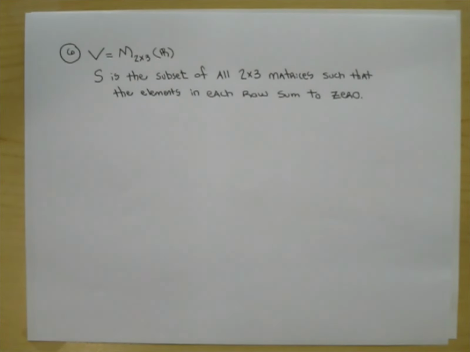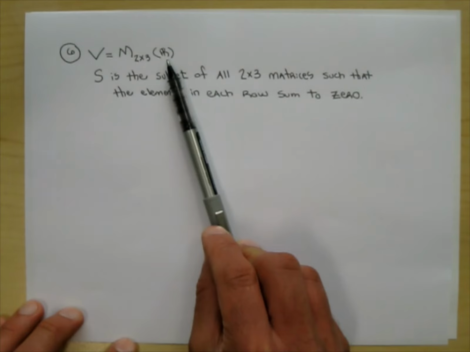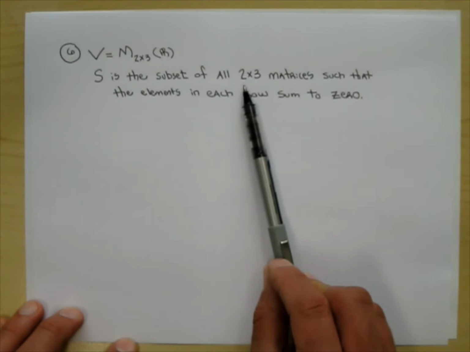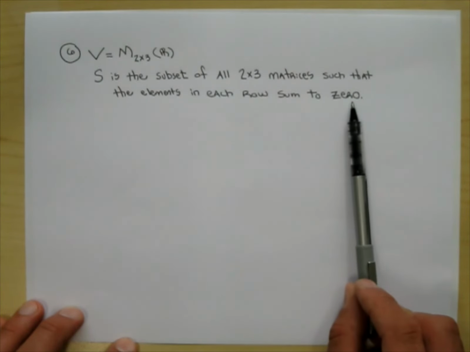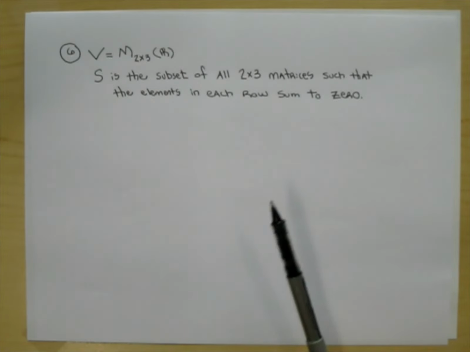Now we're looking at vector space of 2 by 3 matrices. That R, by the way, means the elements in the matrices are real numbers. S is the subset of all 2 by 3 matrices such that the elements in each row sum to 0. Wow. How are we going to do this problem?